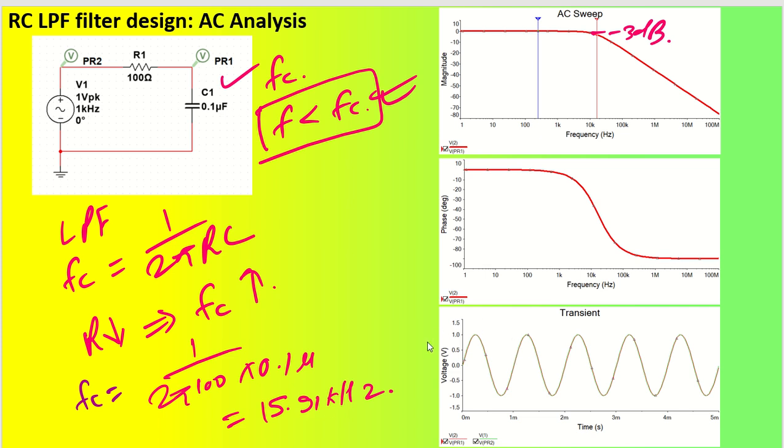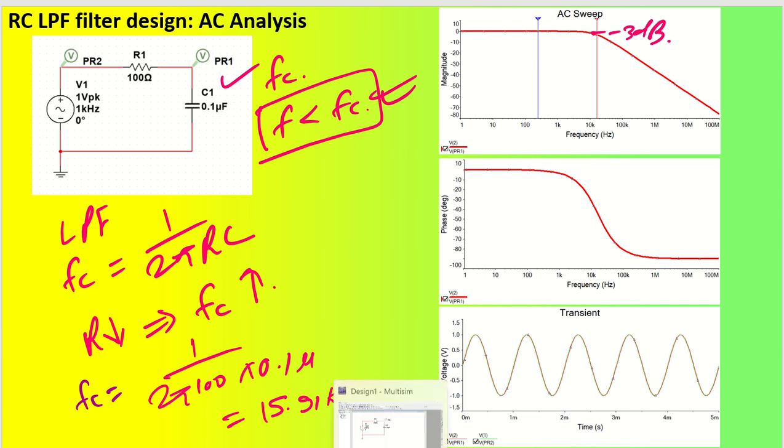You can see the graph below. We have the input voltage, PR2, which is green, and PR1 is the output voltage. The output voltage is also following the input voltage. It means there is no loss and no attenuation. If the input signal frequency increases beyond the cutoff frequency of the low pass filter, the output will attenuate, meaning it is not allowed to pass. We will verify that in our Multisim simulation.